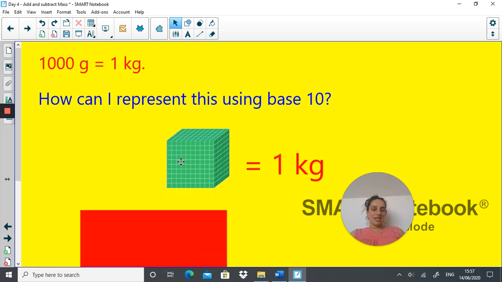And it's this cuboid here. So you remember we used the ones, little cubes. We had the tens, which were the rods, and we had the hundred, which was a square. And this represents 1,000 ones, 10 hundreds, and 100 tens. So this is how it will represent one kilogram.